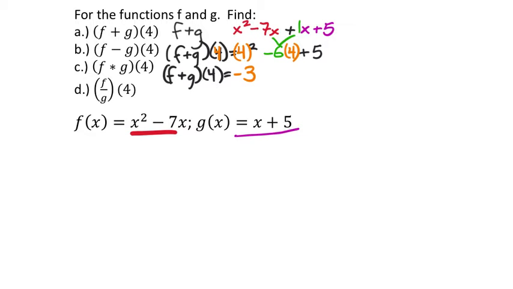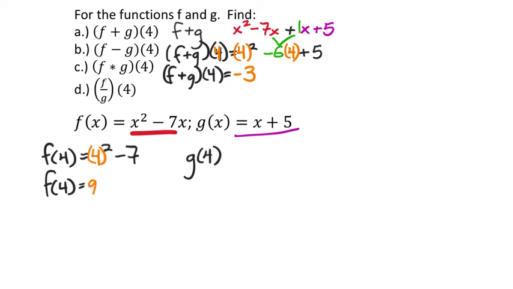Here's another way to do this. See how it's f with some kind of operation with g of 4. We can actually just find f of 4 and then g of 4 and then operate with these two, okay? Because if it says to subtract them, we could subtract those. If we wanted to multiply them, we could. If we wanted to divide them, we could. So I'm just going to find f of 4 first. So that'd be x squared minus 7x. But of course, it's telling us the x value is 4. So I'm going to say we got a 4. 4 squared, 16, minus 7, 9, boom. So f of 4 equals 9.